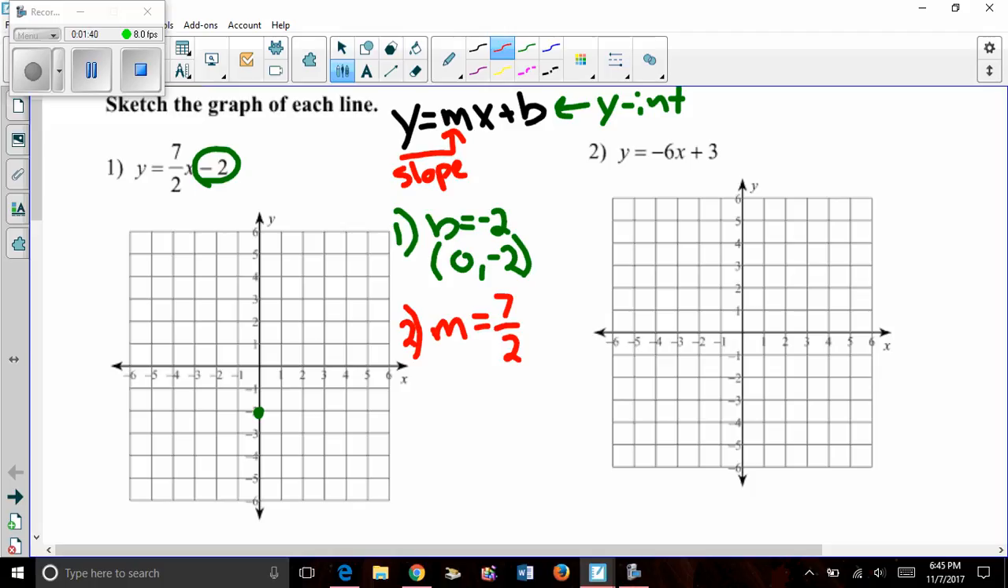We have a +7 on top, meaning I'm going to start at my point and count up. 1, 2, 3, 4, 5, 6, 7. And then +2 means 1, 2 to the right, giving me a coordinate right here. So that tells me that after I count it up and count it over, my line is going to have a pretty steep slope.